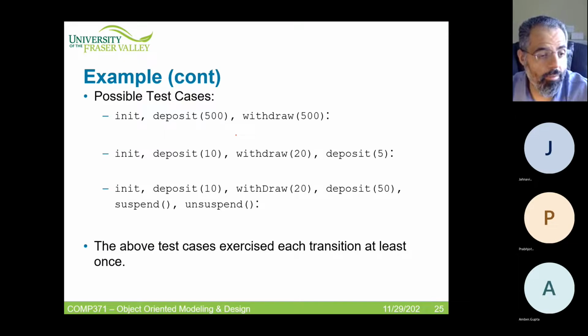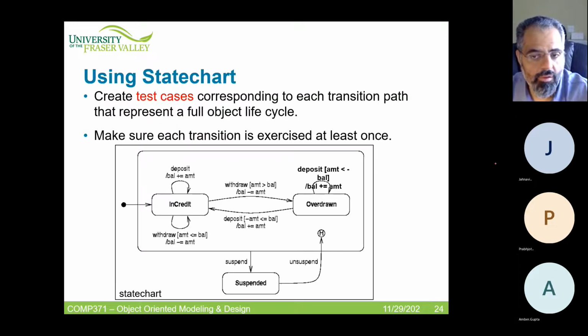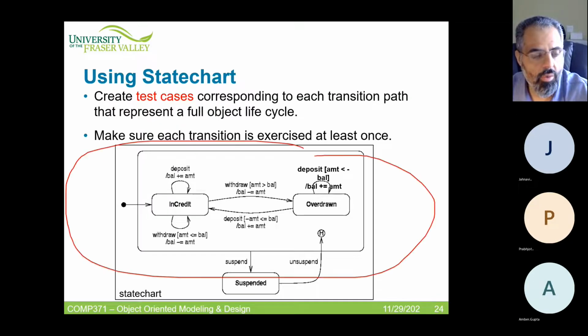So, for example, possible test cases from this. If you remember, we have this state chart we have already used before in our system, in the example when we talked about implementation, mapping from design to code. It's about the account state part.